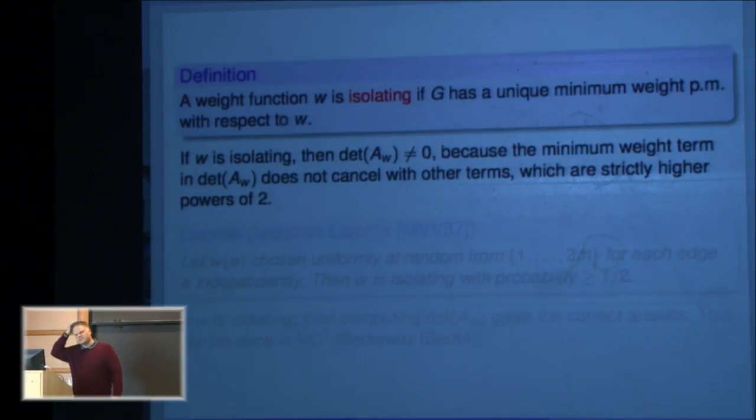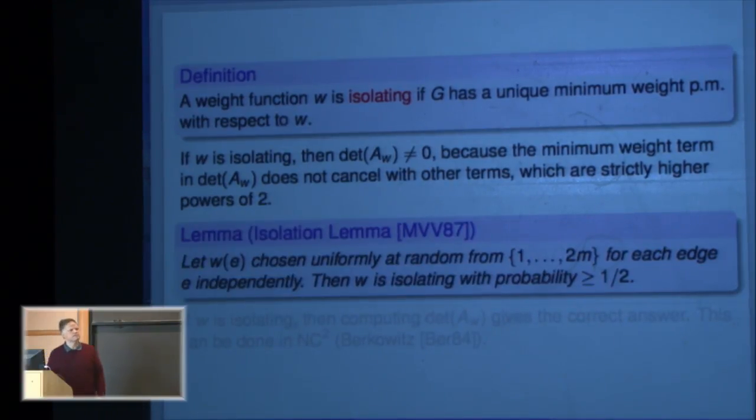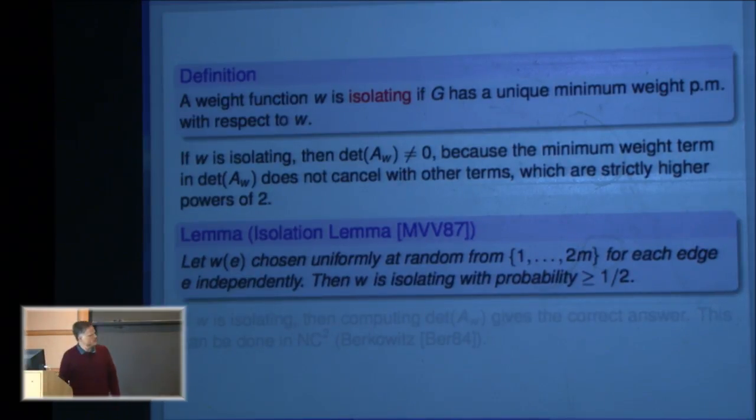If you have an isolating weight function and G has a perfect matching, then the determinant will always be non-zero, because the minimum weight term doesn't cancel with anything else; all the other terms are strictly higher powers of 2. So you get one term that doesn't cancel, and a non-zero determinant. The weights are integers. I don't think they have to be positive, but they're definitely integers. I guess you want them to be at least zero because you want that matrix to be an integer matrix.